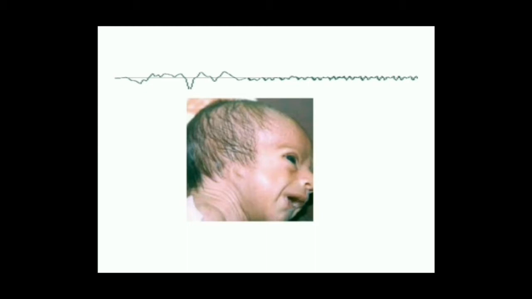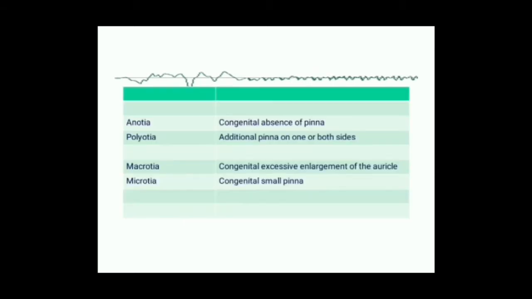Yes, here the pinna or the auricle is absent. So this condition is called anotia. What is anotia? It is a congenital absence of the pinna or auricle. Polyotia means additional pinna on one or both sides. Macrotia means congenital excessive enlargement, and microtia means congenital small pinna.